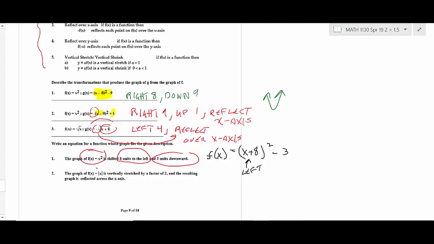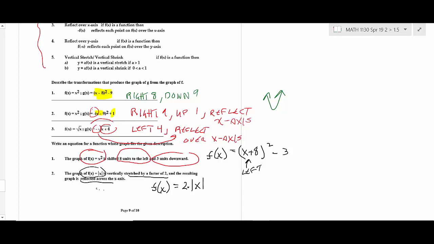Now let's see. The next one, we have absolute value of x. We're going to vertically stretch it by 2, and then we're going to reflect it over the x-axis. What do you do to make the absolute value stretch vertically by 2? What do you do with the 2? Where do you put it? In front, because you're multiplying the y values by 2. That's how you do that.